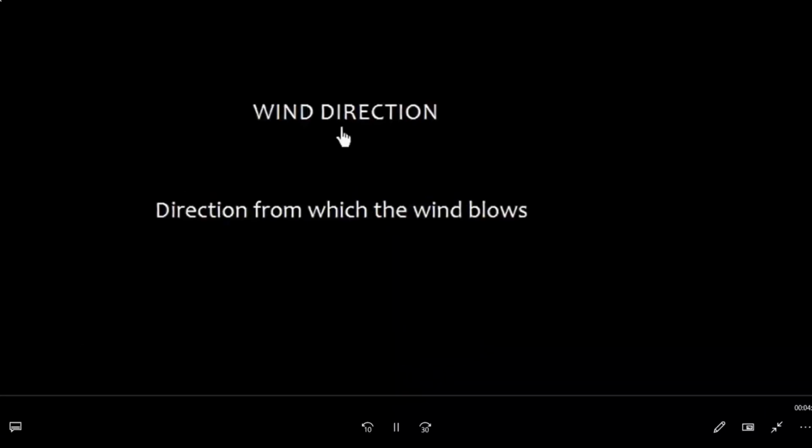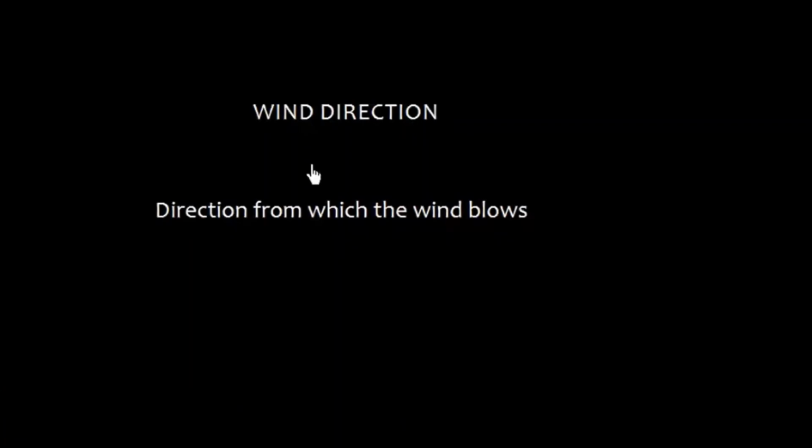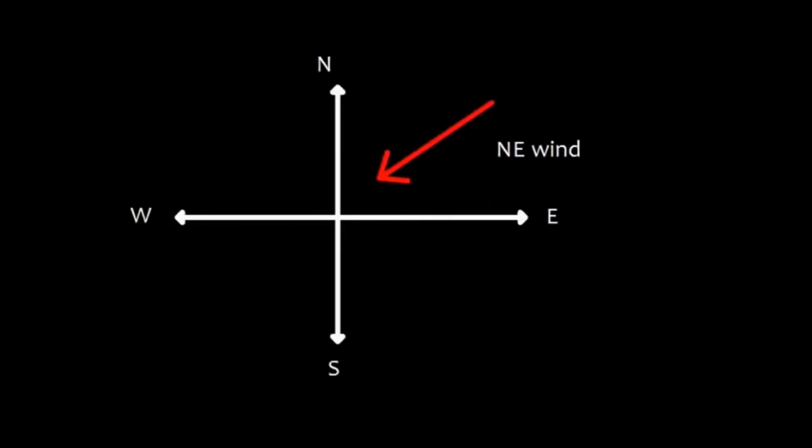Let me explain about wind direction, how the naming of wind is carried out. Well, wind is named from the direction from which the wind blows. Say here, this is north, this is east, south and west, and suppose the wind is coming from this direction, so we can say that this is northeasterly wind.